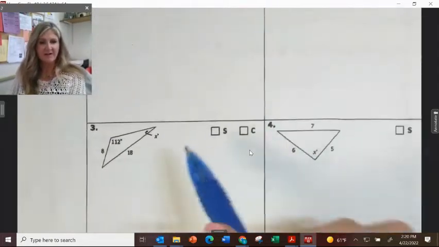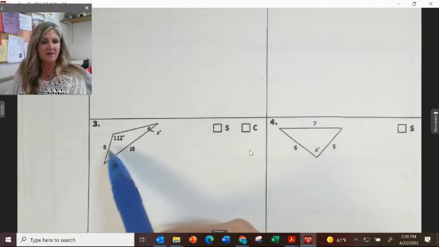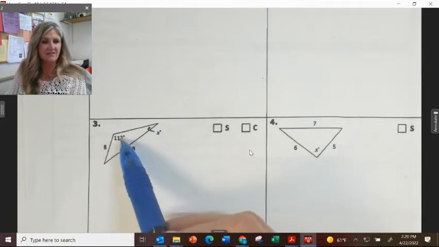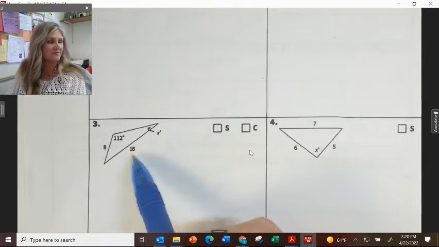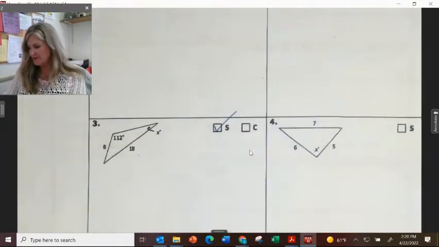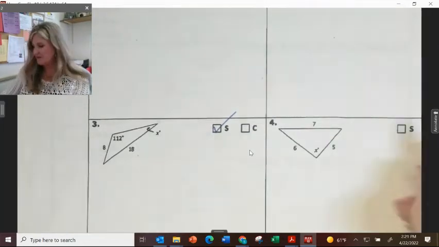All right, looking down here. Let's see if we can use the law of sines. I would do the sine of x over 8 equals the sine of 112 over 18. Would it work? Yeah. Yep. All right, you guys tell me on the last one. What would we use? Law of cosines.